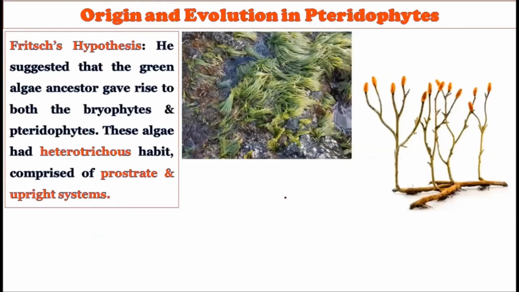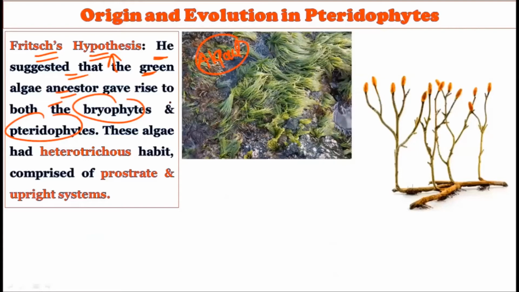pteridophytes. Okay, now see the Fritsch hypothesis. What does Fritsch have to say about this algal origin? He suggested that the green algae ancestor gave rise to both bryophytes and pteridophytes. Of course, he is also a supporter of the algal origin, and he is saying the same thing, that the bryophytes and pteridophytes came from the green algae.